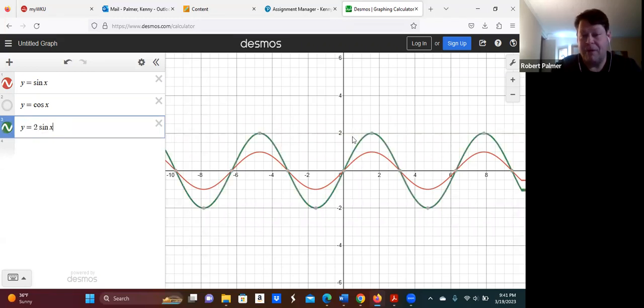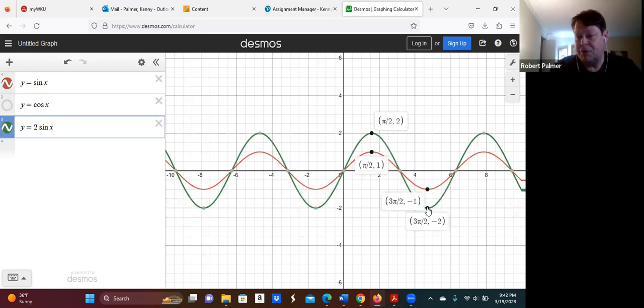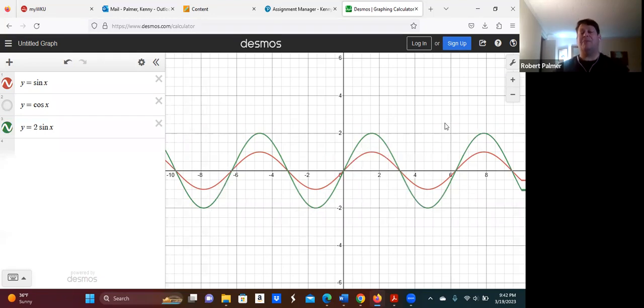Okay, so the green graph, if I have a 2 in front, see it stretches this graph here vertically by a factor of 2. This point right here that was at pi over 2 and 1 is now at pi over 2 and 2. And the same thing down here, the point that was at 3 pi over 2 and negative 1 is now at 3 pi over 2 and negative 2. It's stretched vertically by 2. It's pulled away, and this is something called the amplitude, which we'll define in a moment. It is how far above the x-axis it is.